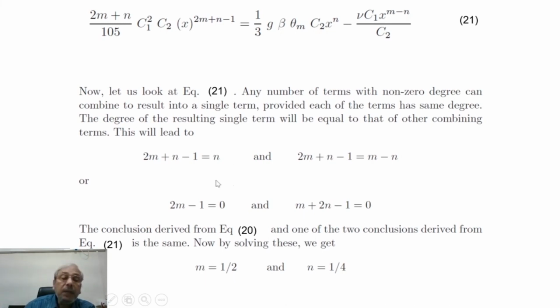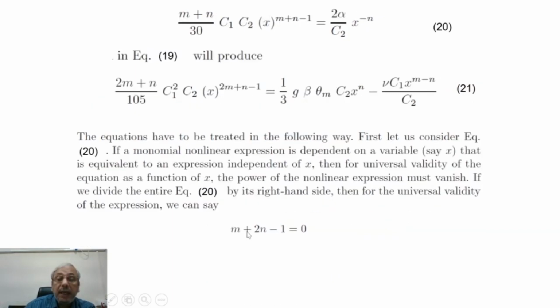And from here we get twice m minus 1 equal to 0 and m plus twice n minus 1 equal to 0. Just note that from equation 20 we also got this m plus twice n minus 1 equal to 0.